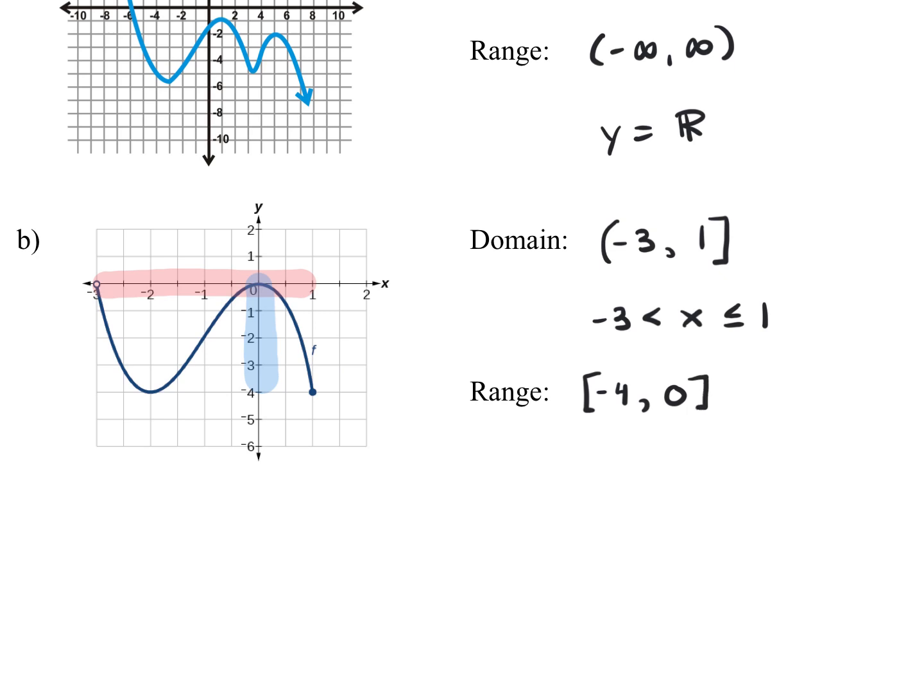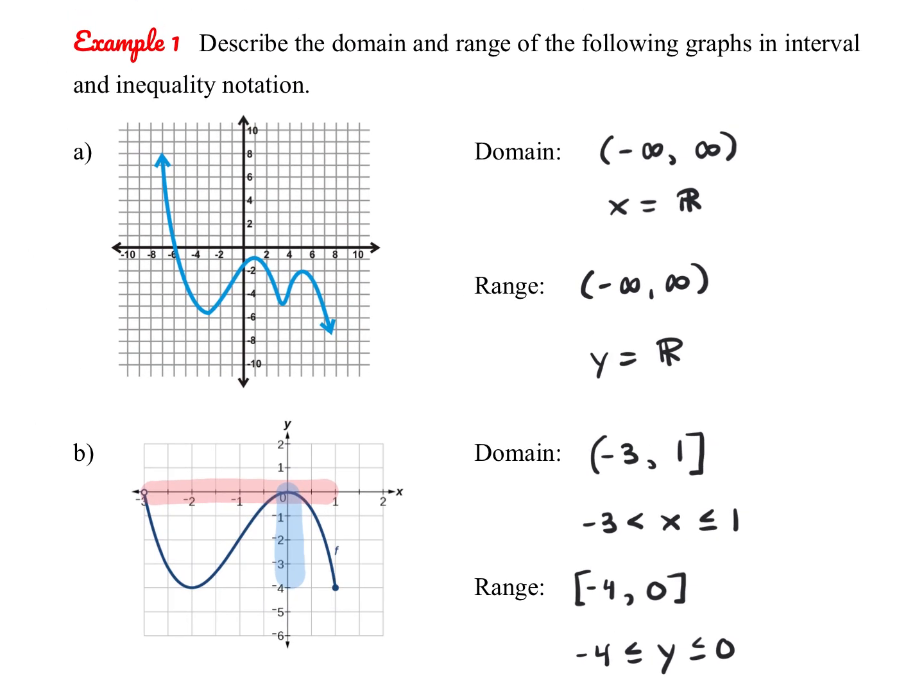They are brackets. And then for our inequality notation, again, it's smushed between two numbers. So we're going to say -4 is less than or equal to y. Make sure you're using y for the range, is less than or equal to 0. And there you have it.